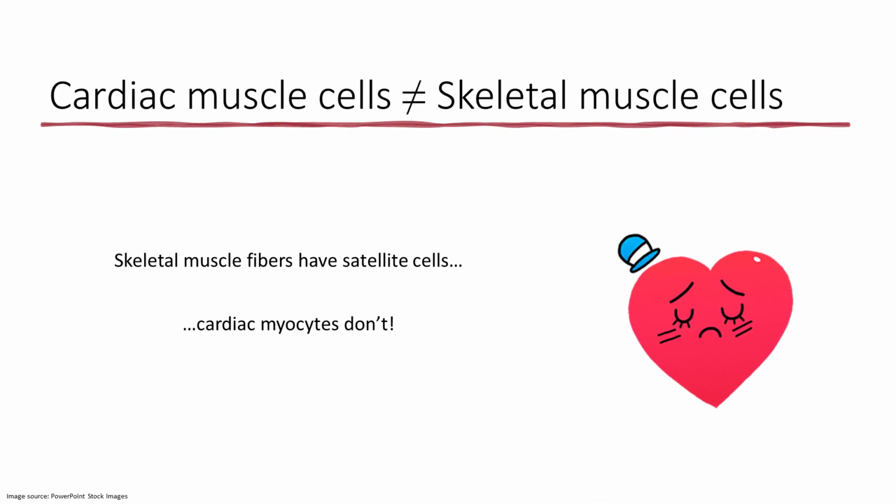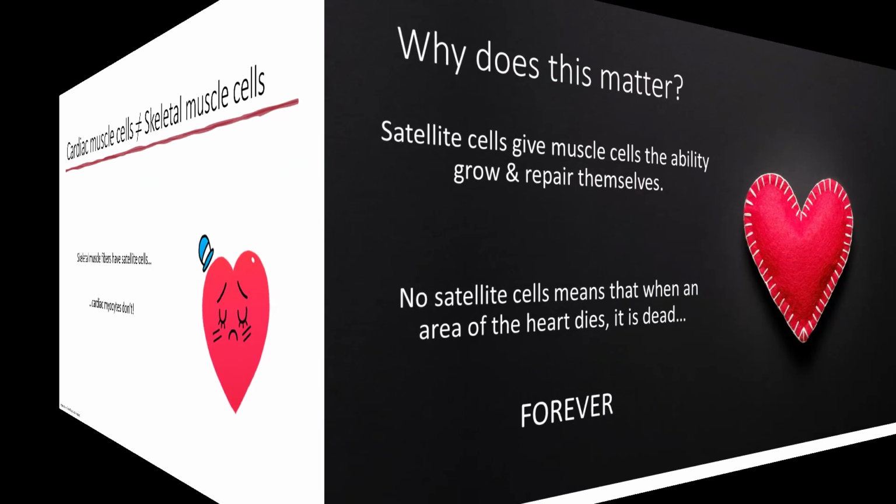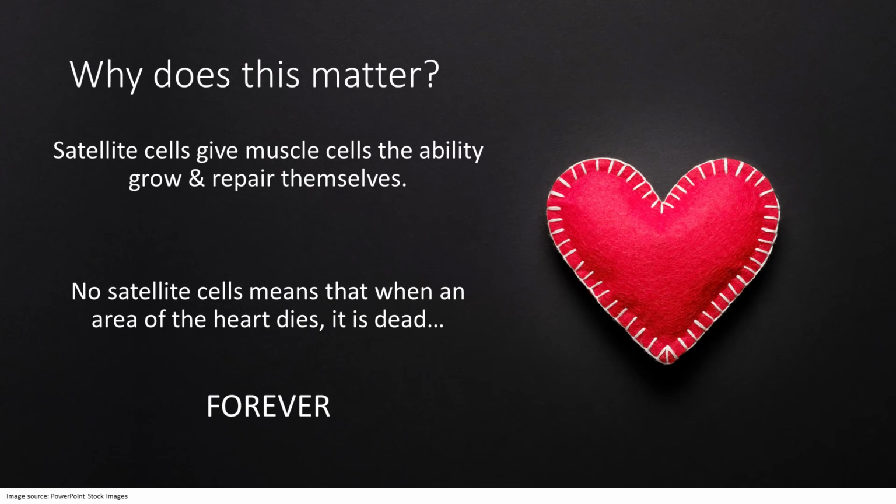At this point in your college careers, you should already be familiar with the similarities and differences between cardiac myocytes, or cardiac muscle cells, and skeletal muscle fibers, or skeletal muscle cells. One of the key differences between these two muscle cell types is that skeletal muscle fibers have satellite cells, and cardiac myocytes do not. Satellite cells give muscle cells the ability to grow and repair themselves. This is something that gives skeletal muscle fibers an impressive ability to grow and fix themselves when they are damaged.